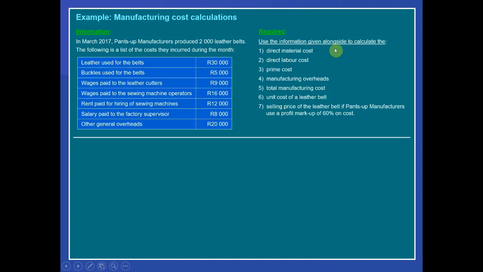We have to use the given information to calculate firstly the direct material costs. So the direct material costs will be the leather used for the belts, and then also the buckles used for the belts. We can identify it, we can see it, and it is a significant enough cost to see it as part of the direct material costs. So it's the 30,000 plus the 5,000.